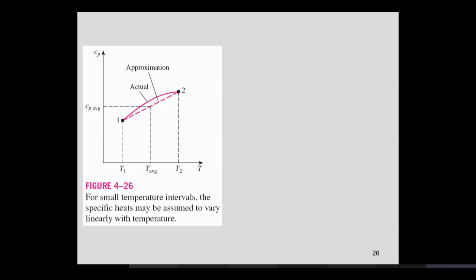And the third thing is approximation. Your system moved from state 1 to state 2. At state 1 the temperature is T1, at state 2 the temperature is T2. You can do the integration by taking the average temperature, which is the middle of the two, and finding the Cp value from the table.